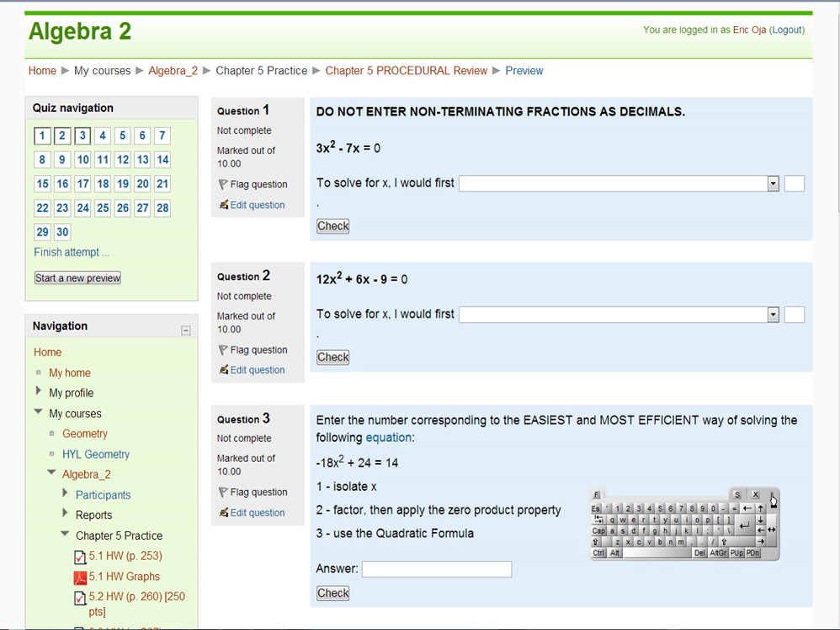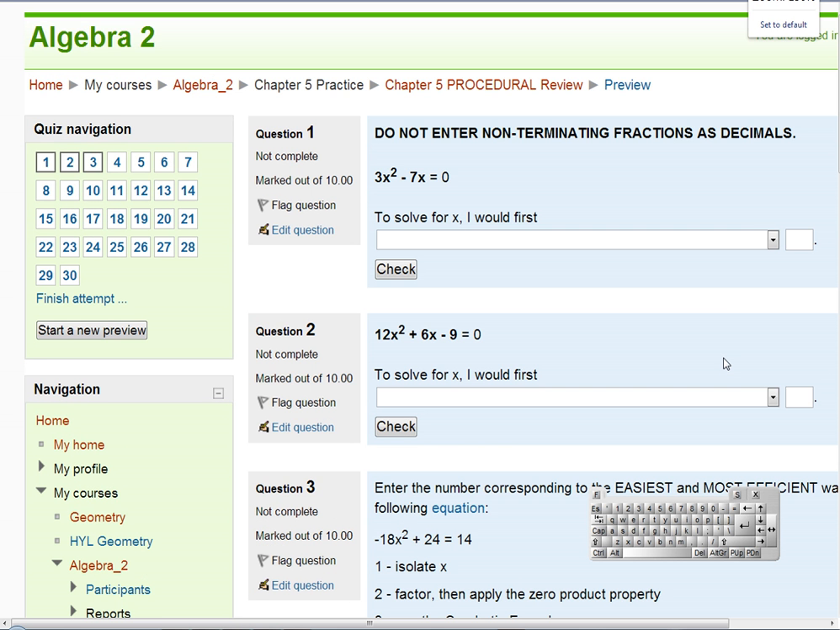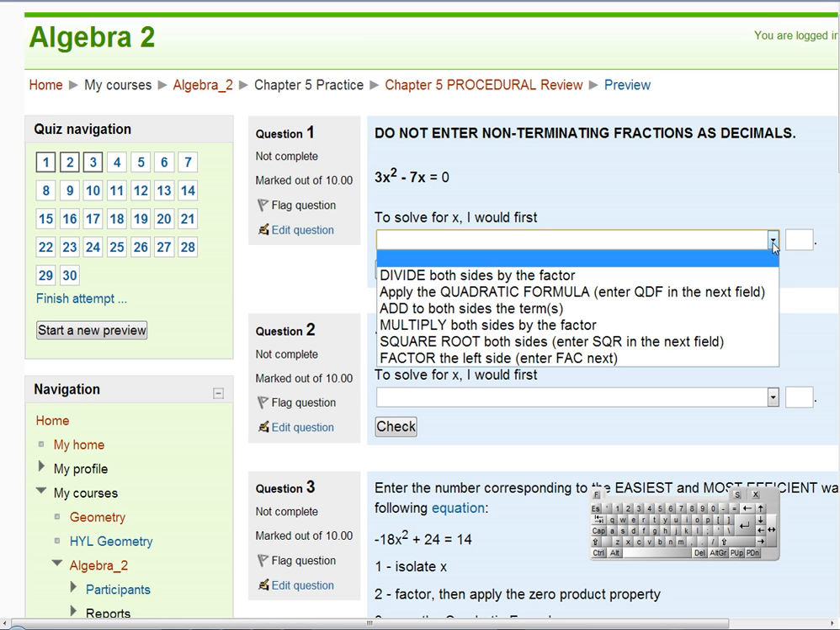Do I need to make it bigger? A little bigger? Okay. So 3x squared minus 7x equals 0. What do we do first? These are our choices. I could divide both sides by a factor, and then I just write what I'm dividing both sides by. I could apply the quadratic formula, if that's the easiest thing to do, and then I would just write QDF in this blank.